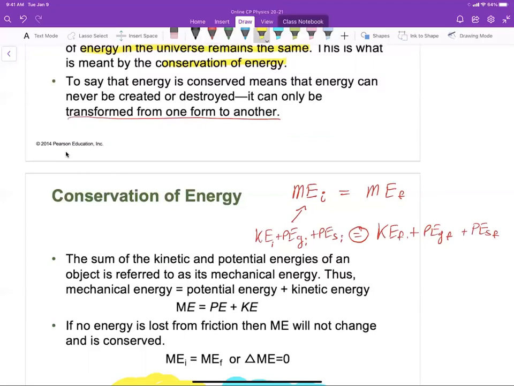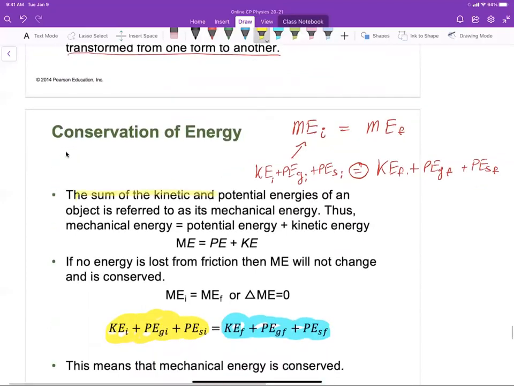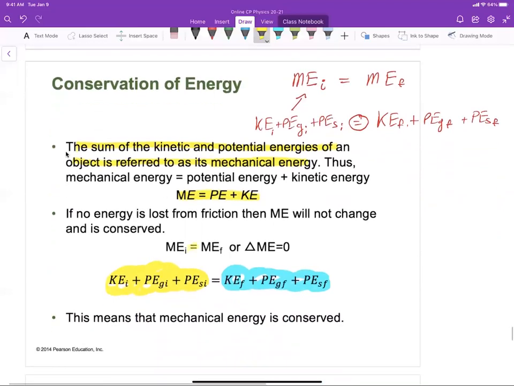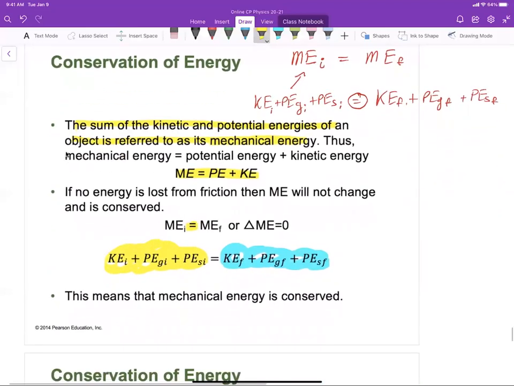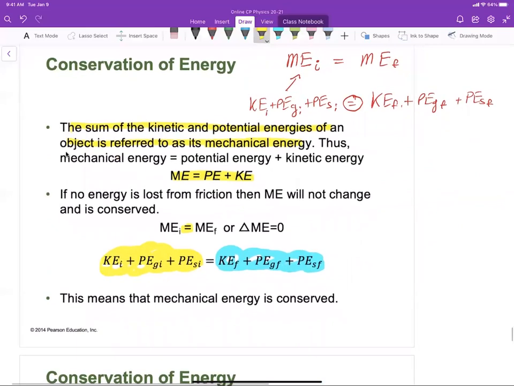So this is what the slide shows. The sum of the kinetic energy and potential energies of the object is referred to as its mechanical energy. And that is what we have here. They will equal each other if we have conservation of energy. We have this when there is no work being done on the system.